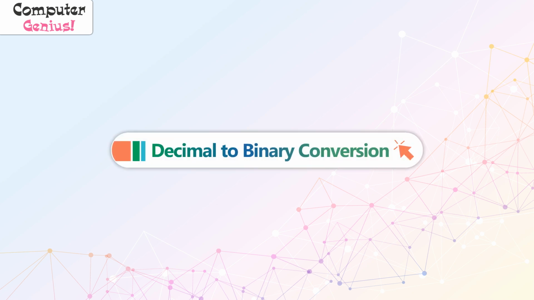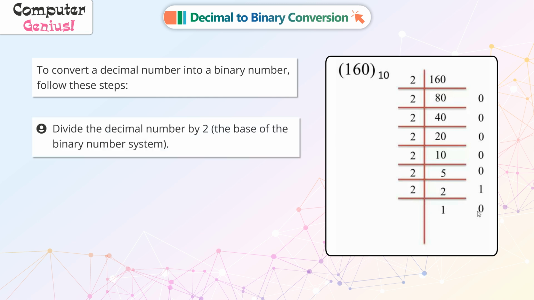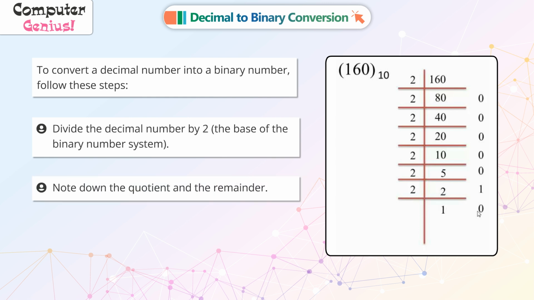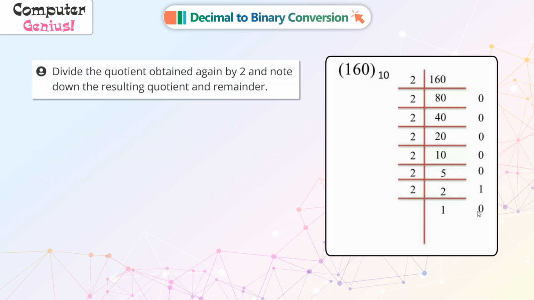Decimal to binary conversion. To convert a decimal number into a binary number, follow these steps. Divide the decimal number by 2, the base of the binary number system. Note down the quotient and the remainder. Divide the quotient obtained again by 2 and note down the resulting quotient and remainder.